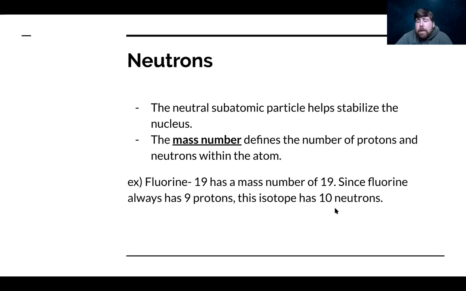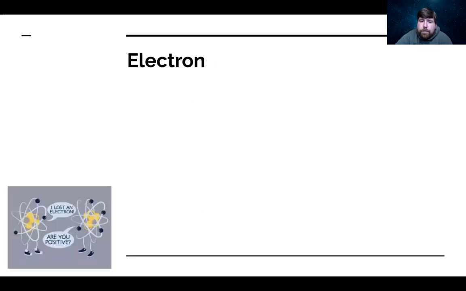Now, something to keep in the back of your mind, the mass number and the mass of the isotope technically are different. Mass number is always going to be a whole number, defining specifically the number of protons and the number of neutrons.